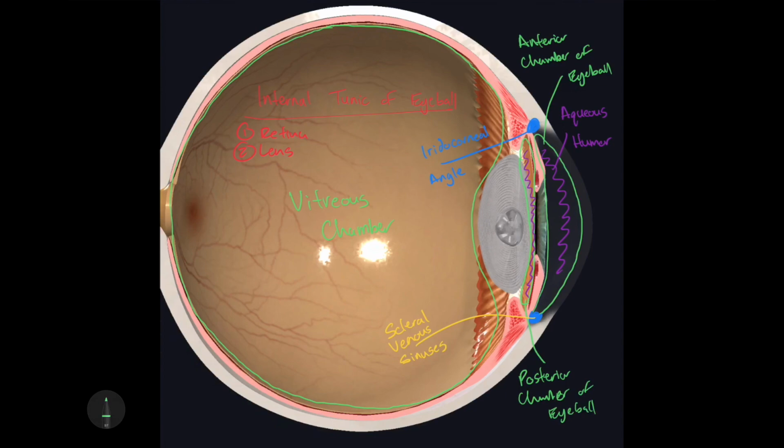So again, this is a vitreous chamber. The specialized membrane that holds the vitreous humor within it is called the vitreous body. So let me go ahead and write that down. This membrane is called the vitreous body. And the fluid inside the vitreous chamber is called vitreous humor.